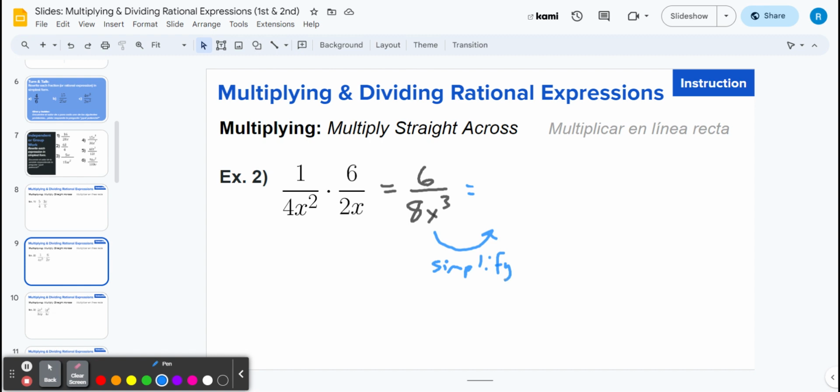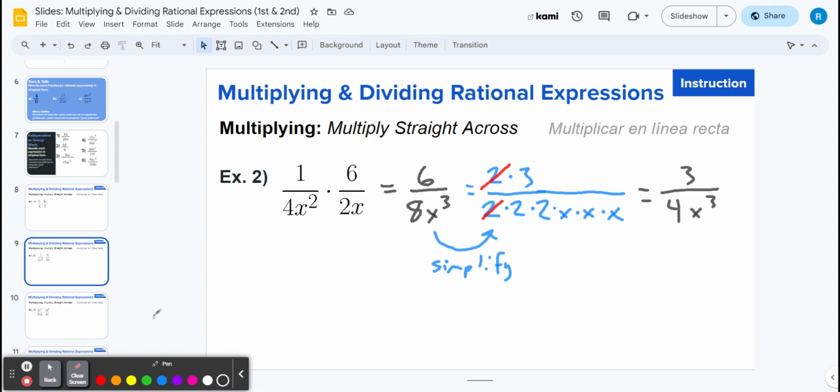And so what I'm going to do is break down this 6 into smaller numbers, so 2 times 3. And with my 8, I can go 2 times 2 times 2. And I'm going to break apart the x as well, x times x times x, just to get in good practice. We see what we can cancel out. Anything that shows up on top and bottom, we can cancel out one set of 2s. And so I get 3 over 2 times 2, which is 4, x to the third as my simplified answer.